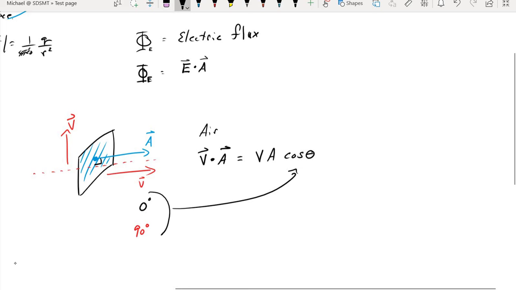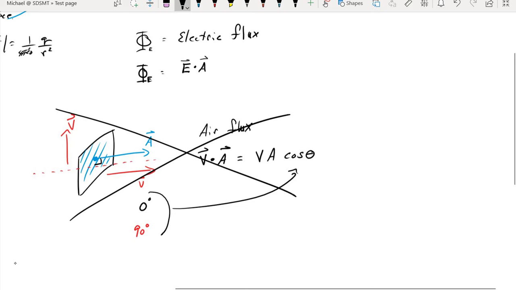So here we have air flux. Up there would be electric flux. Now this air flux, we're not going to use it any further. This was just here as a more basic example of how the math works and why the math works.